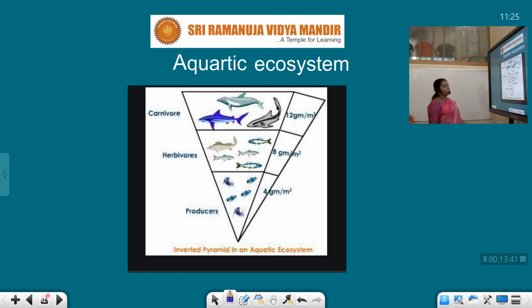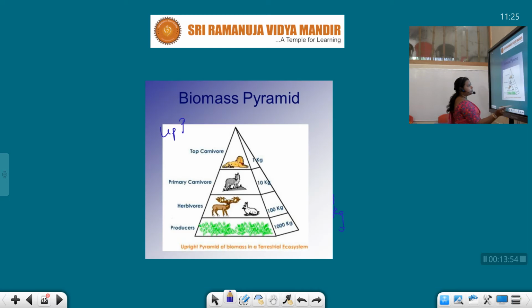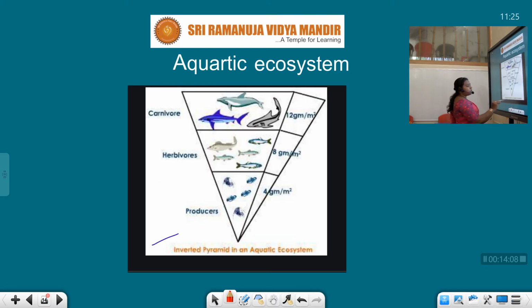Aquatic ecosystem is almost the same. Here we have inverted pyramids. Here we have seen the upright pyramid. This one is known as upright. And in the second case, when we are talking about aquatic, it is the inverted pyramid. Aquatic is an inverted pyramid. Producers, herbivores and carnivores. Right?